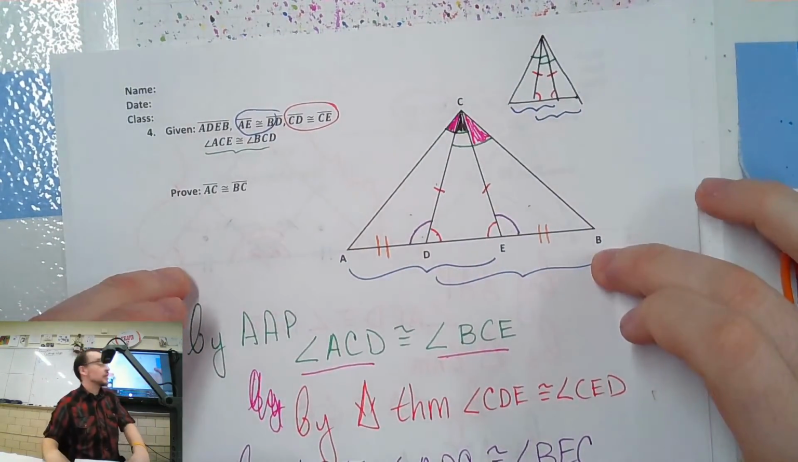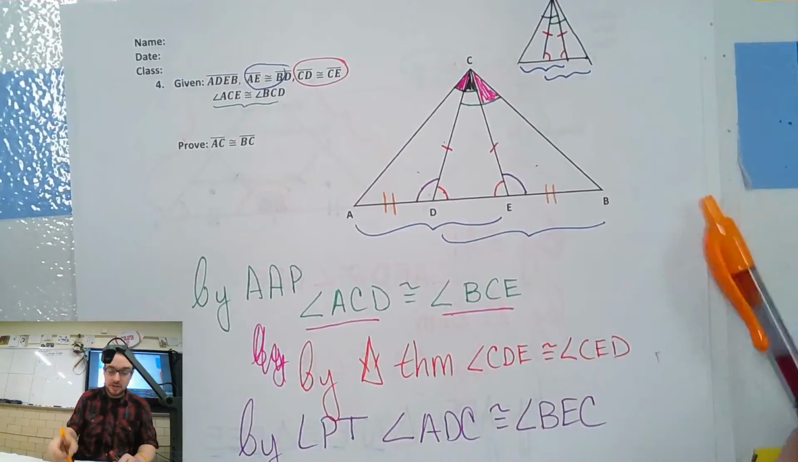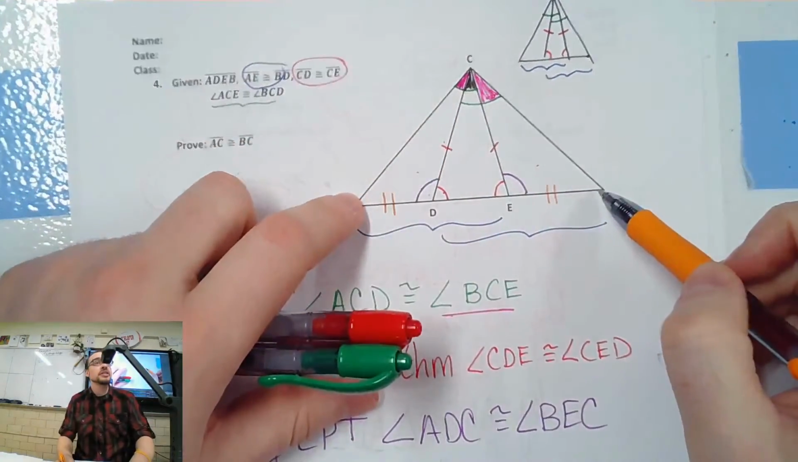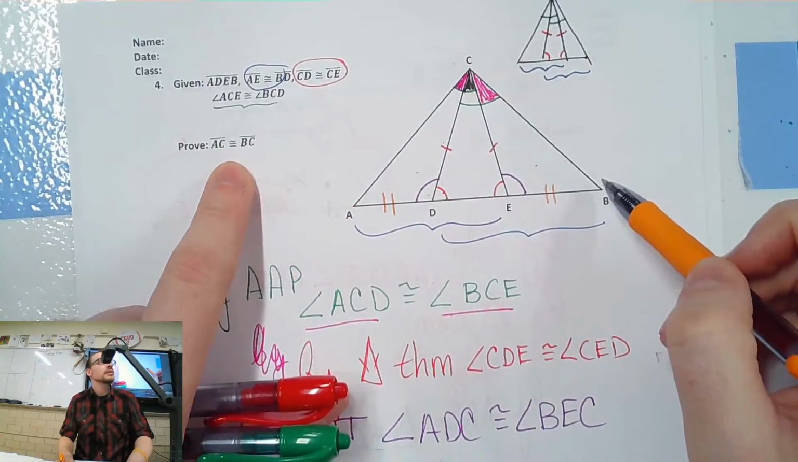But you guys did fine. We found lots of information, right? We're going to say the triangles are congruent, therefore their sides are congruent by CCP, and we win. I'm not going to write it.